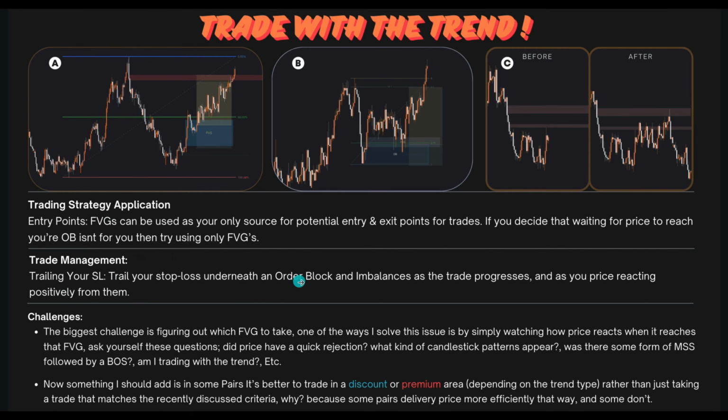Trail your stop loss underneath an order block and imbalances as the trade progresses and as you see price reacting positively from them. A lot of grammatical errors. Sorry about that, guys. Anyways, so yes, you can manage your trade by trailing your stop loss with fair value gaps. So if you see price is leaving big fair value gaps and it's not retracing into it, you can move your stop loss somewhere in that area.